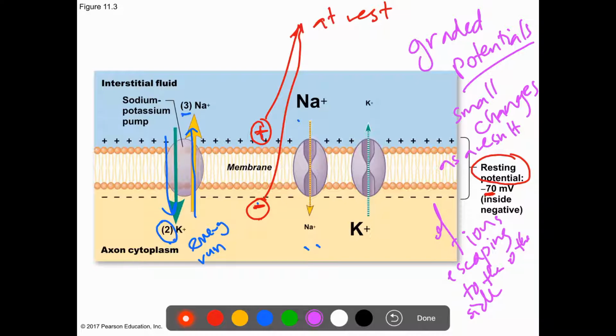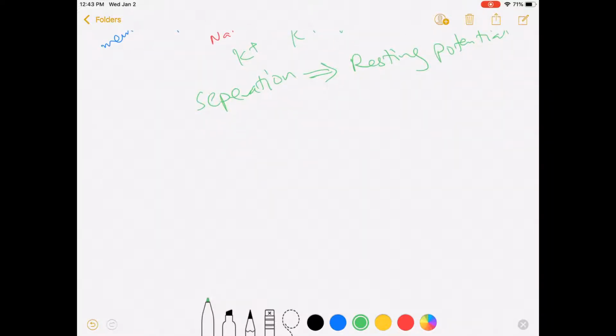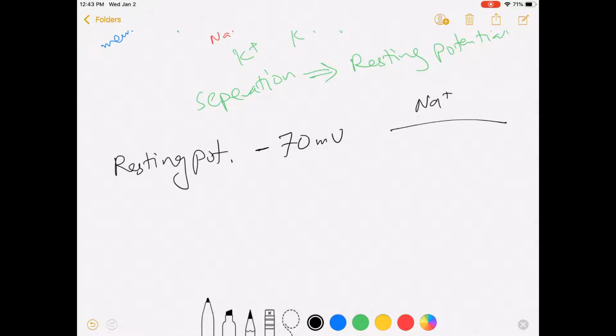Now, these ions might lead to either one of two situations. Let's go back to here. We said the resting potential is minus 70 millivolts, and that is a result of the separation of sodium and potassium. So let's say we have 5 potassium outside, 5 potassium inside, 4 sodiums outside. If there is an escape of these ions in one direction, what are the choices for this minus 70? Either it will decrease or it will increase.